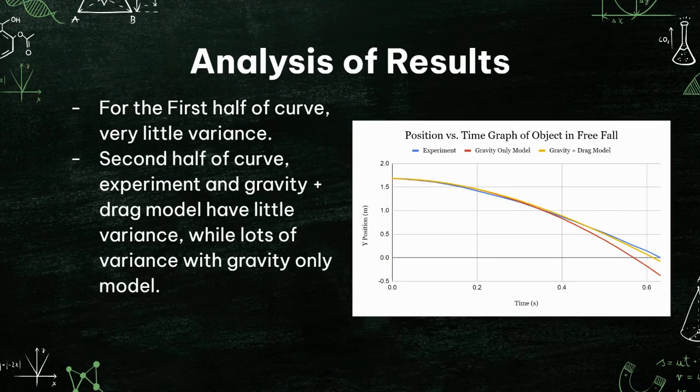Analysis of results. For the first half of the curve, there is very little variance for the three lines. For the second half of the curve, the experiment and gravity plus drag model have little variance, while there's lots of variance with the gravity-only model.